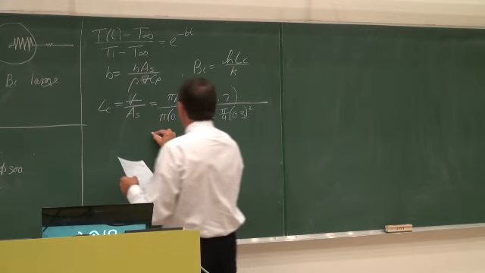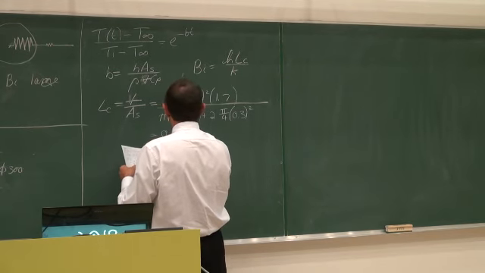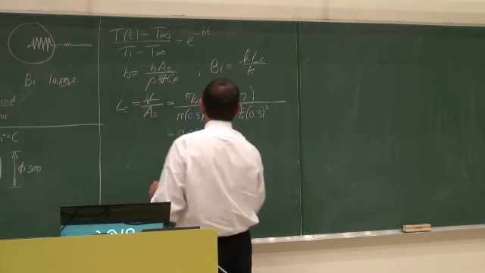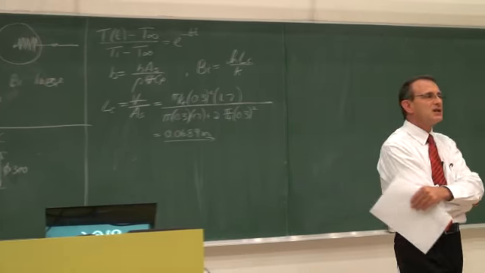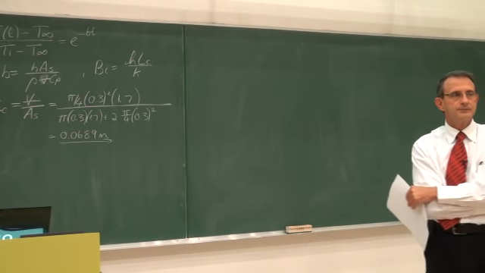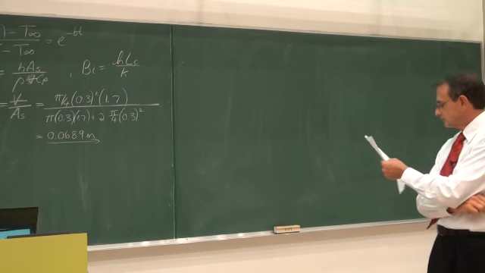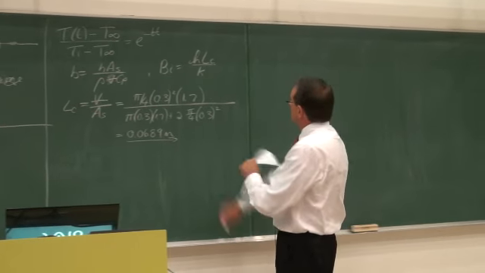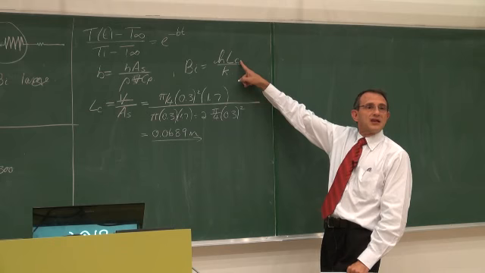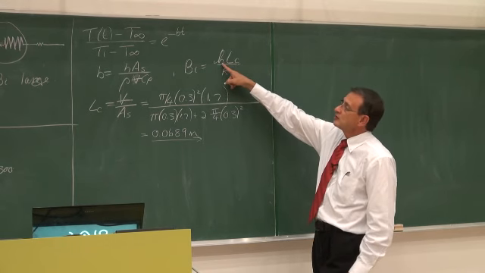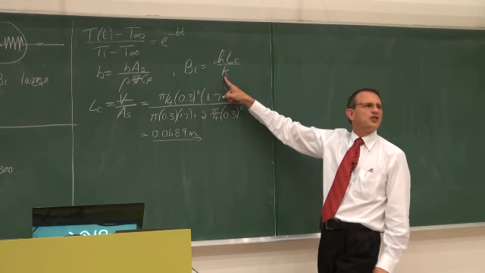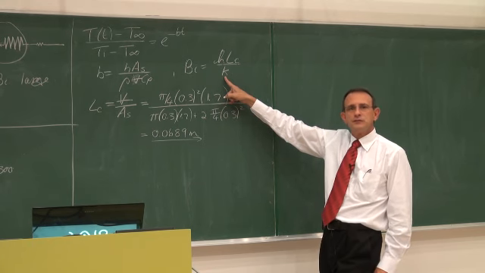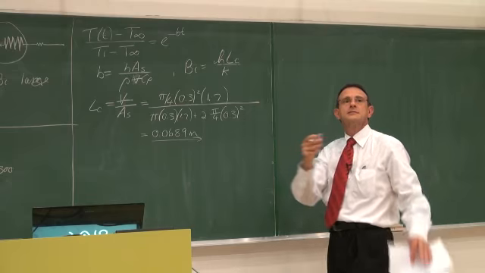And if we calculate it, it is equal to 0.0689 meters. So that is the characteristic length of the body. We've got the characteristic length now. The heat transfer coefficient has been given. We need the thermal conductivity. Now, what is the thermal conductivity of all of us?